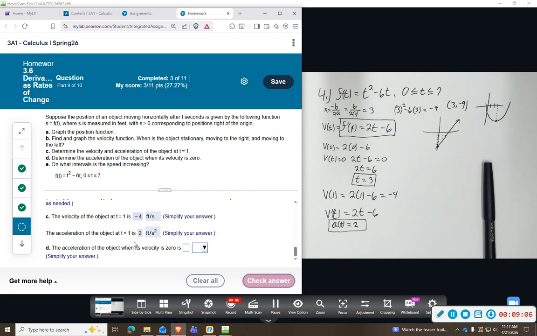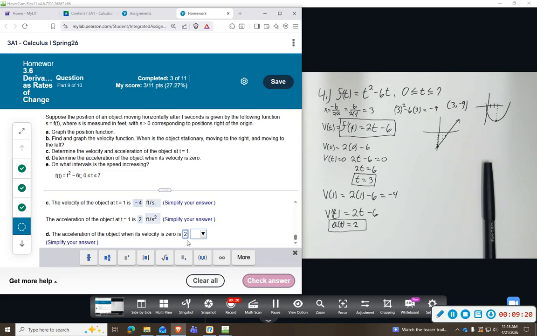The acceleration of the object when the velocity is 0. They're just asking, what is the acceleration when the velocity is 0? Well, the velocity was 0 at t equals 3. If we plug in 3 here, we still just get 2. Don't have a variable to plug in. And it's feet per second squared for acceleration.